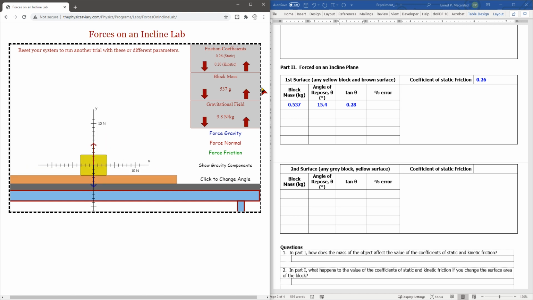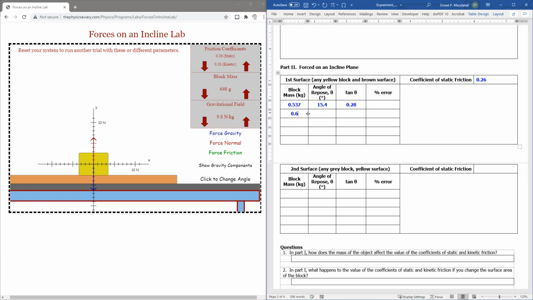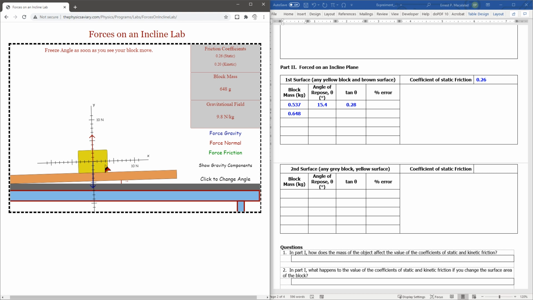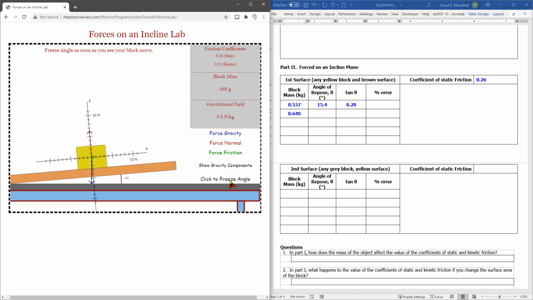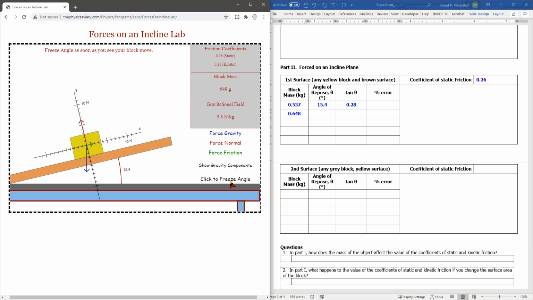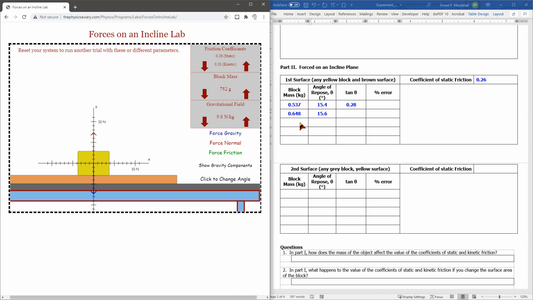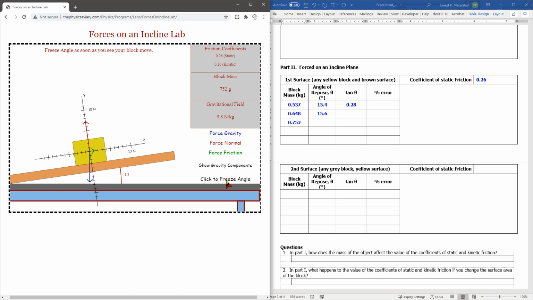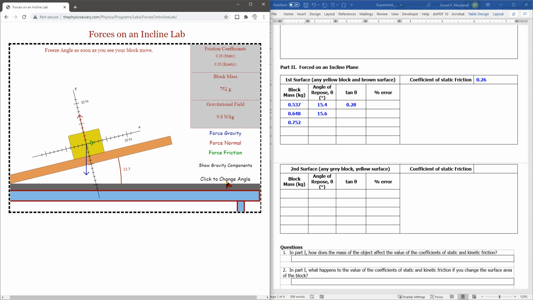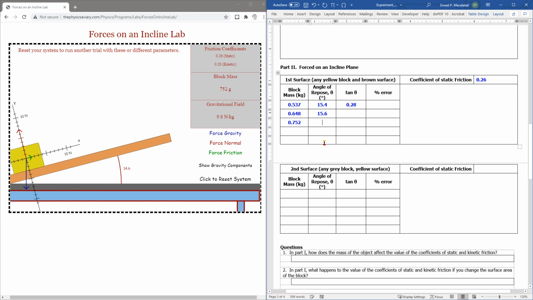Now let's reset the system and try to increase the block's mass. Let's say 648 grams, so this is 0.648 kilograms. Let's determine the angle of repose. We call the angle of repose the angle at which this block will start to slide. This is 15.6. Let's reset the system and then decrease the block's mass again, 5.2, and then let's do the increase again. This is 14.6.